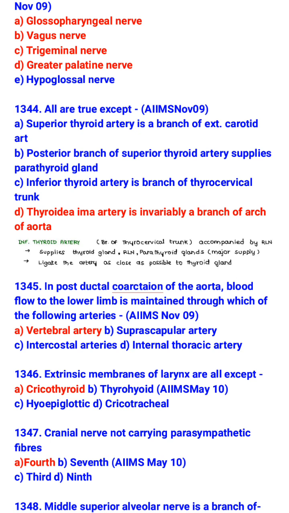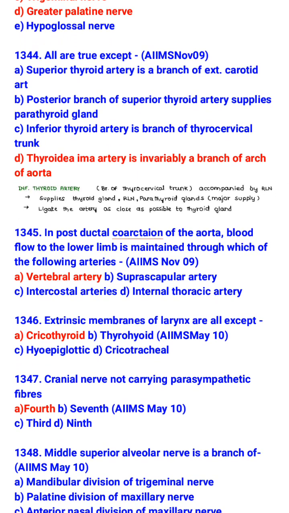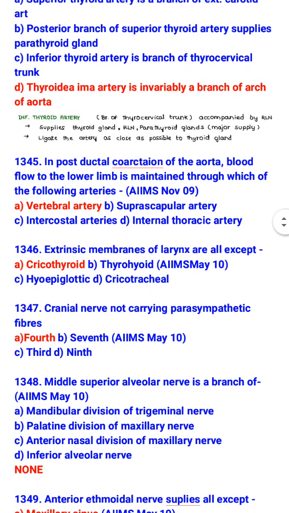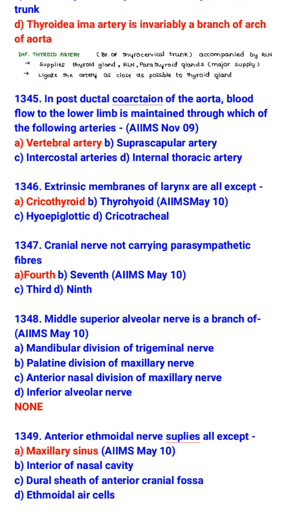In coarctation of the aorta, blood flow to the lower limb is maintained through which of the following arteries? Vertebral artery. Extrinsic muscle of larynx are all except cricothyroid. Extrinsic membrane of larynx include thyrohyoid, hyoepiglottic, and cricotracheal. Cranial nerve not carrying parasympathetic fiber is fourth cranial nerve.